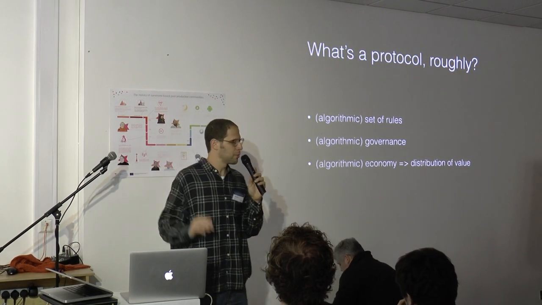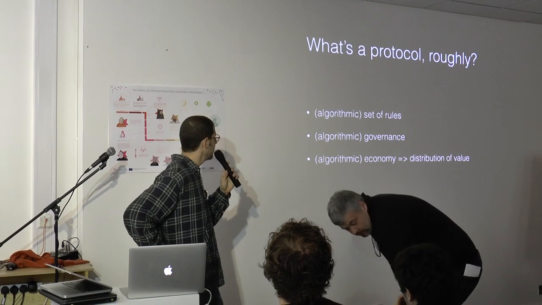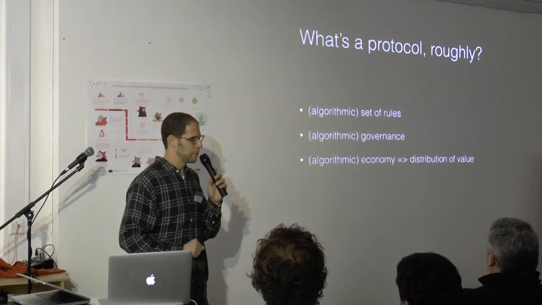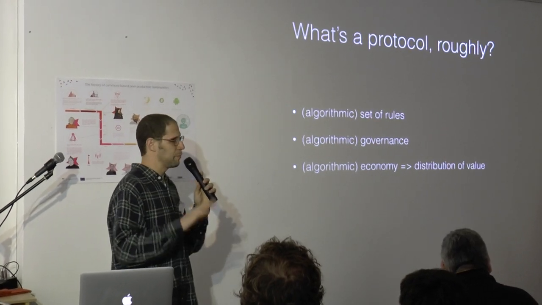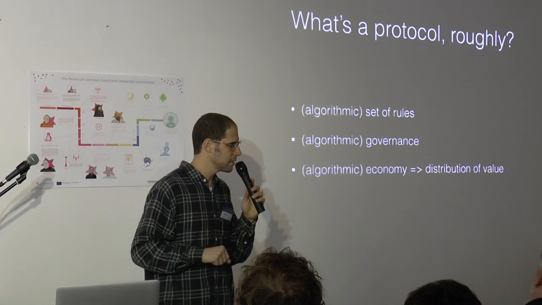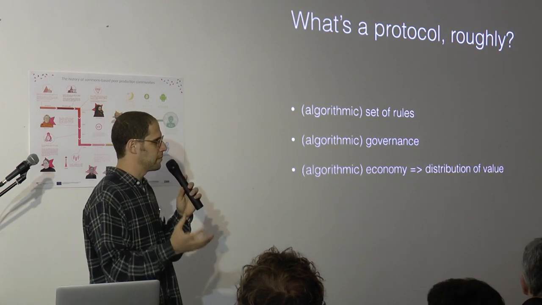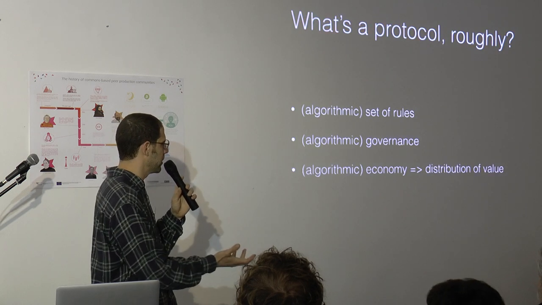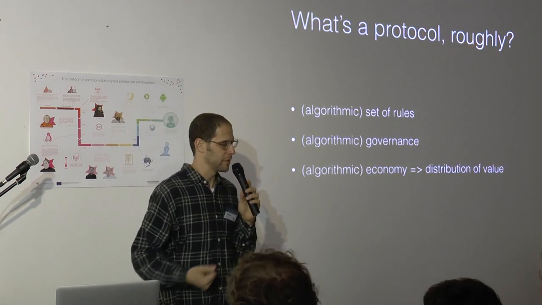Okay, so what do I mean by protocol? Again, very roughly, it's a set of rules, but an algorithmic set of rules, or semi-algorithmic set of rules. Some people in the audience probably prefer to think about it as some sort of algorithmic governance. And also, from the economic perspective, you can think of this as an algorithmic economy, which lets you distribute value between peers.